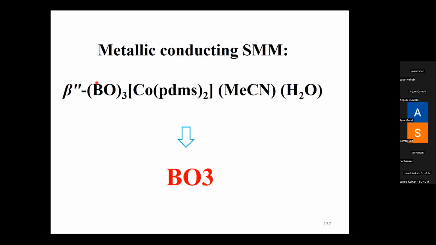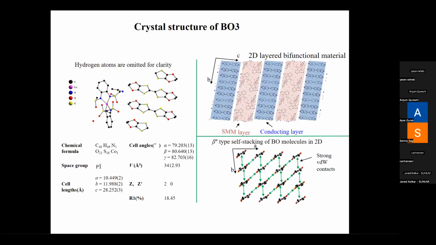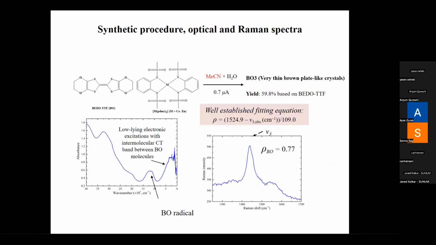This is a beta double prime BO3 cobalt, so-called BO3. And this is a beta double prime. So this kind of organic donor stacking. BEDO stacking and the single molecule magnet alternately stacking, a two-dimensional bifunctional material. So this Raman spectra charge transfer 0.77. So partial charge transfer occurs from the donor to acceptor. So this is evidence of high conductivity.